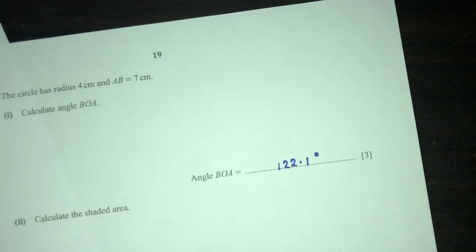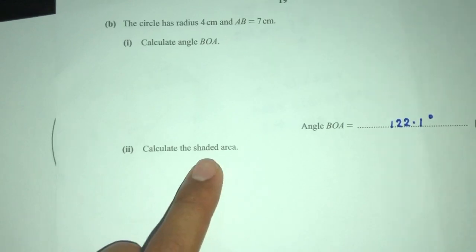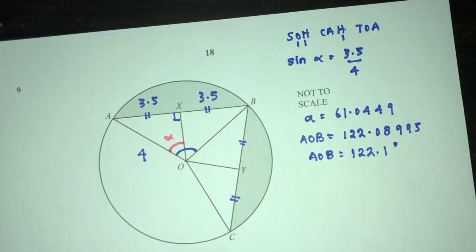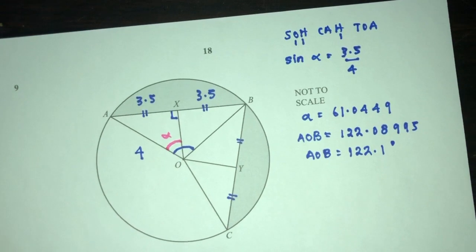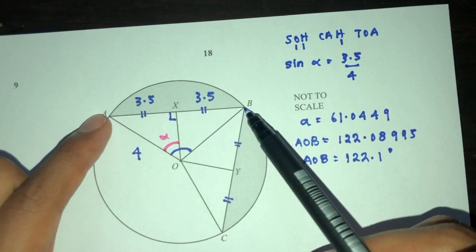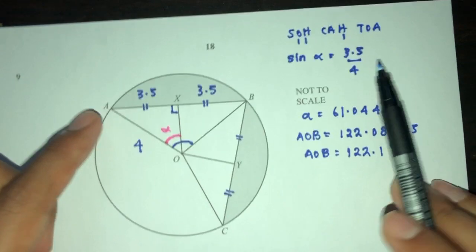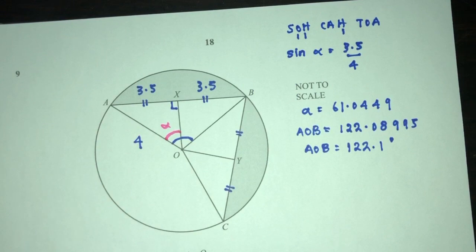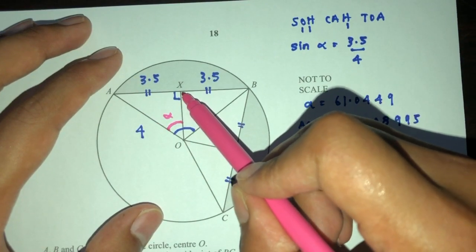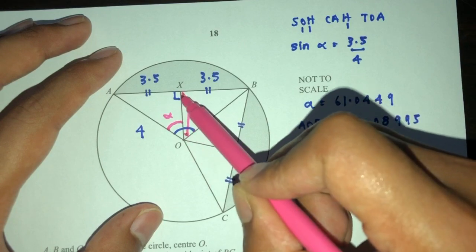Right. Now finally, we have to find what? We have to find the area of the shaded region. So how would you find this and this? One by one. We can first find the area of the triangle right here, ABO. Let's find this first. How would you find the area of this triangle? Let's find the perpendicular height.